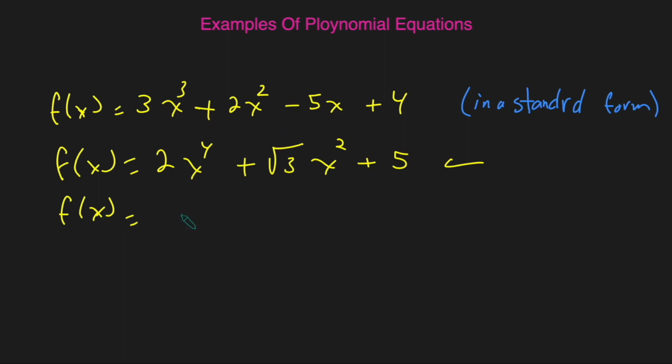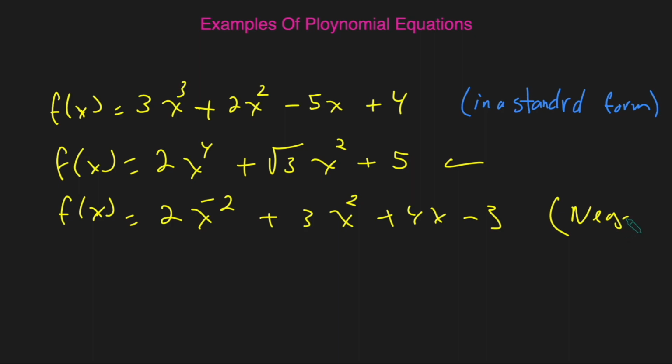Let's have another example here. f of x equal to 2x to the negative 2 plus 3x squared plus 4x minus 3. Now, this is not an example of a polynomial equation because you have a negative exponent.